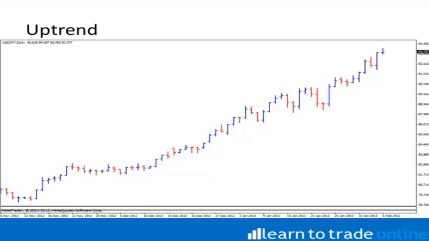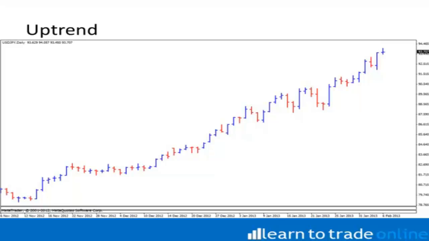Step 2 is to make sure the chart's moving from the bottom left-hand side of your screen to the top right-hand side of your screen. And you can see here we've got ourselves a very clear, clean upward trend. Step 1 is looking at the price bars, more blues than reds, and step 2 is looking at the overall direction of the market.